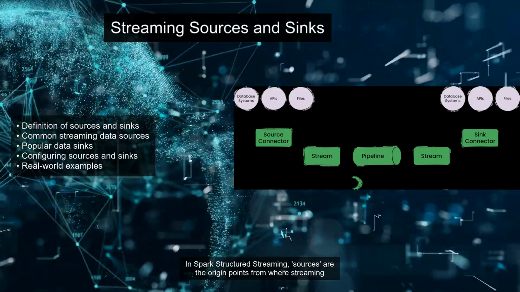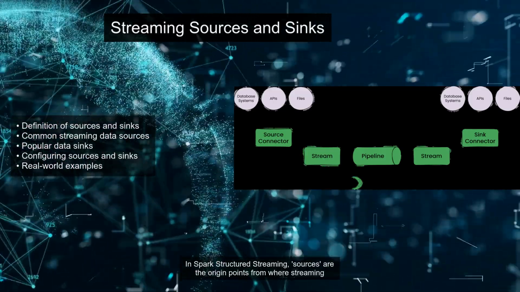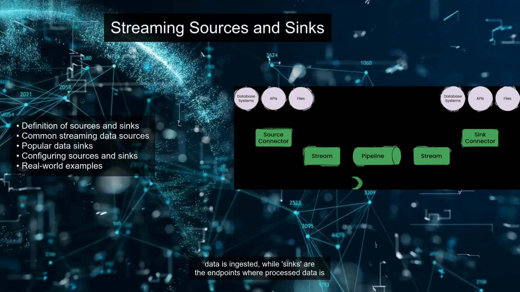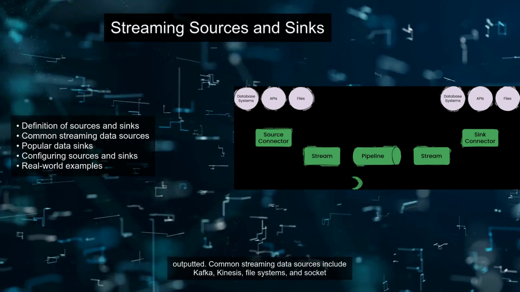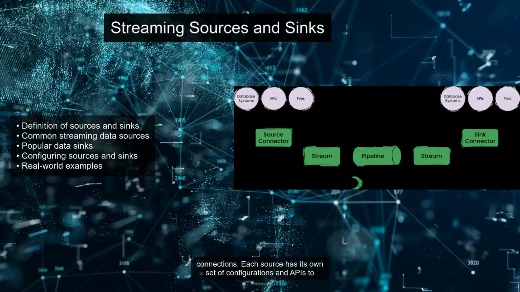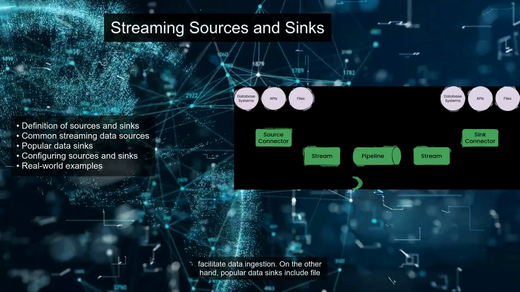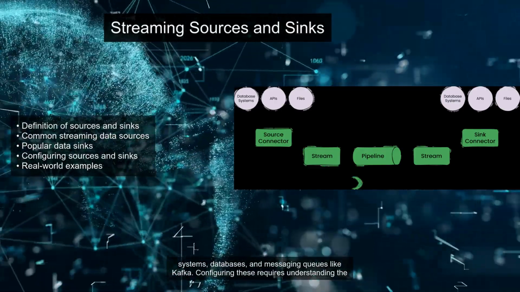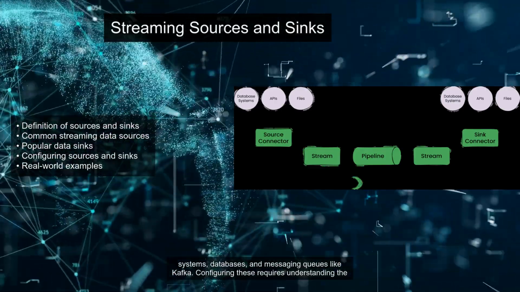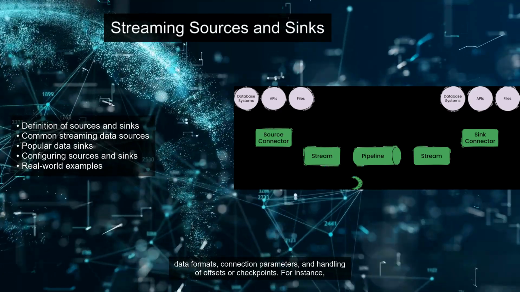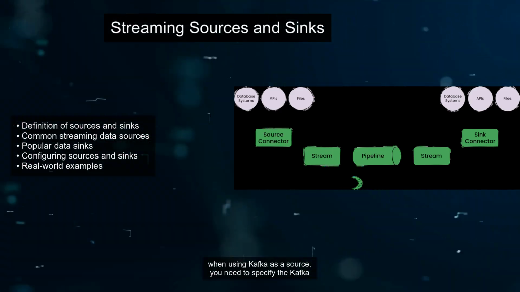In Spark Structured Streaming, sources are the origin points from where streaming data is ingested, while sinks are the endpoints where processed data is outputted. Common streaming data sources include Kafka, Kinesis, file systems, and socket connections. Each source has its own set of configurations and APIs to facilitate data ingestion. On the other hand, popular data sinks include file systems, databases, and messaging queues like Kafka. Configuring these requires understanding the data formats, connection parameters, and handling of offsets or checkpoints.